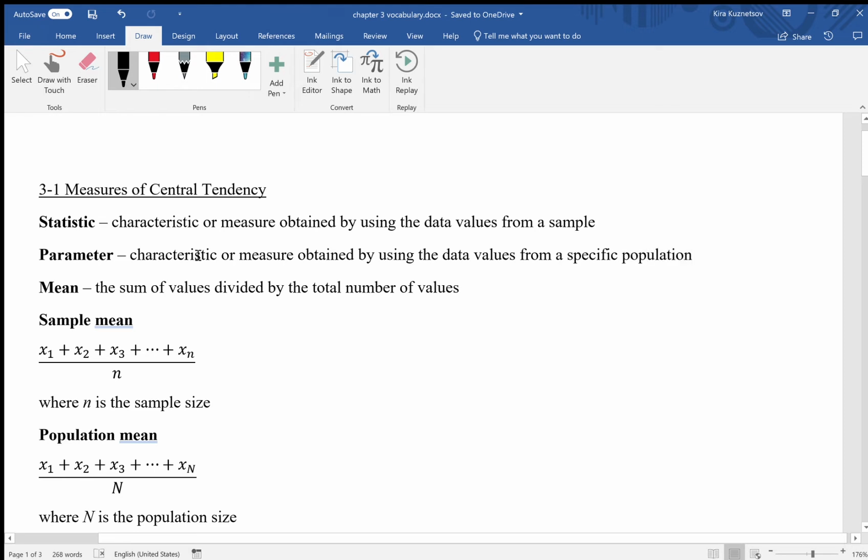So every time you're collecting raw data, if you're calculating as if it was a sample, because you're taking a certain sample from the population, we're going to call this a statistic. It's going to have its symbols for labeling the mean, the standard deviation, and all the other stuff that we're going to talk about this semester. Now, a parameter is the same measurement, but from the population.